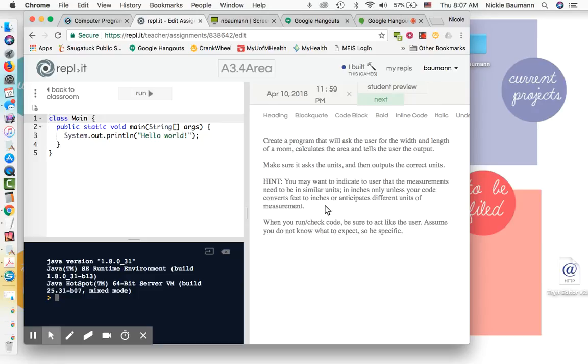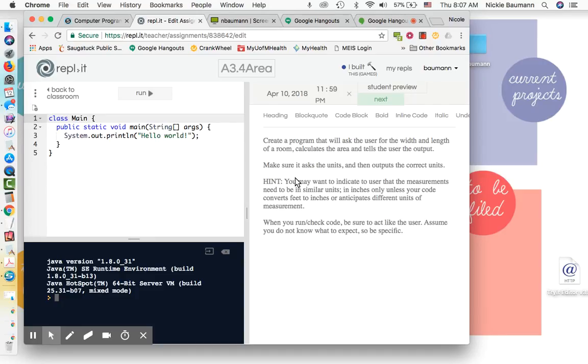Also, make sure that when you ask the user, you ask them what kind of units, and that when you output, you also output the type of unit it is, and make sure it's squared units because we're talking about area. So just like in math, when the problem asks for what kind of units, you also have to put what kind of units are the results. Same thing here with programming.